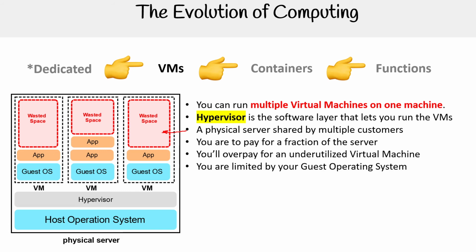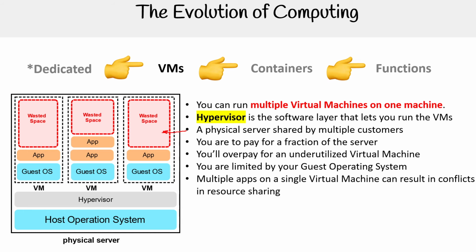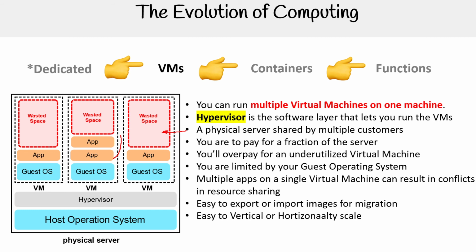You are limited by the guest operating system, but now it's virtualized, so at least it's very easy to possibly migrate away. If you choose to run more than one app on a virtual machine, it can still run into resource sharing conflicts. It's easier to export or import images for migration. It's easier to vertically or horizontally scale, okay? And virtual machines are the most common and popular offering for compute because people are just very comfortable with those.